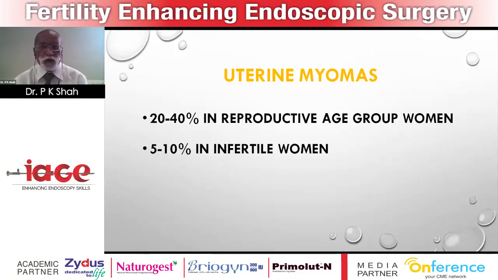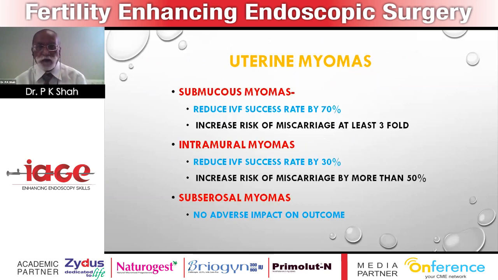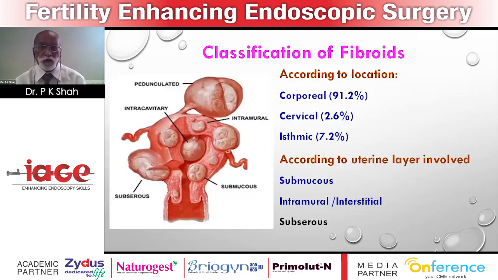We all know about uterine myoma that it is present in 20 to 40% in reproductive age group of women and about up to 10% in infertile women. If you have a submucous myoma, it can reduce IVF success rate by almost 70%. And if you have intramural myoma, it can reduce IVF success by about 30%. But the subserous myoma does not have any effect.